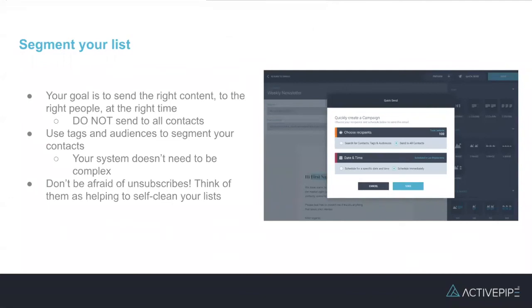All right, so back to segmenting your list. This is really important for making sure that you do have a good sending reputation. So what I was saying is, if you have a CRM connected to ActivePipe, the way that you segment and tag your contacts is going to be happening in that CRM. Whereas if you're using ActivePipe to upload a CSV file, you can use our tagging system and split those contacts into different groups.